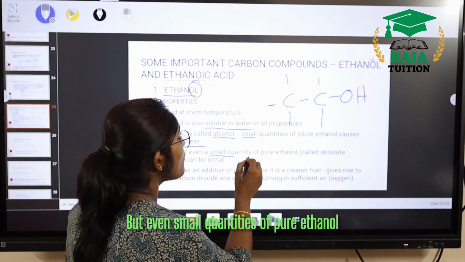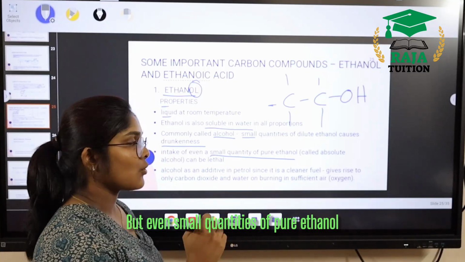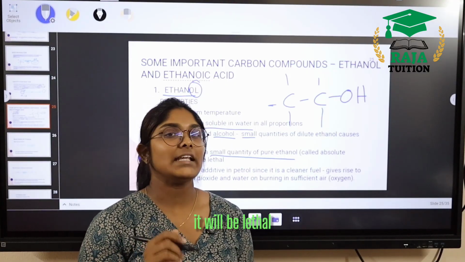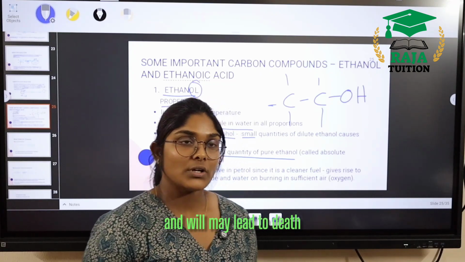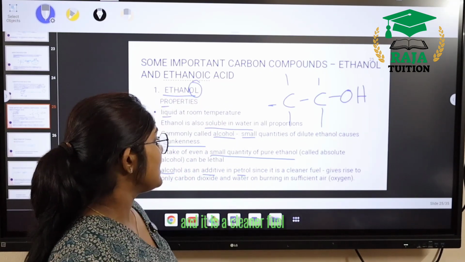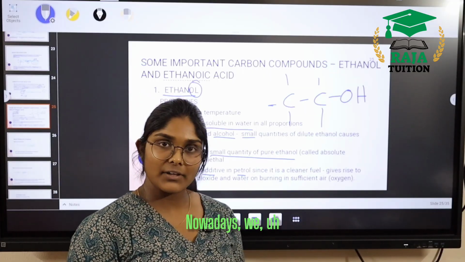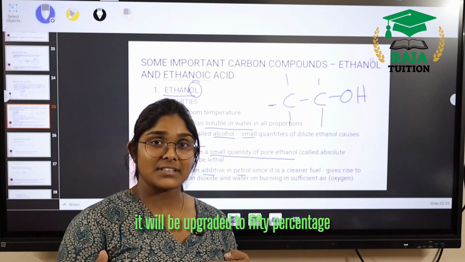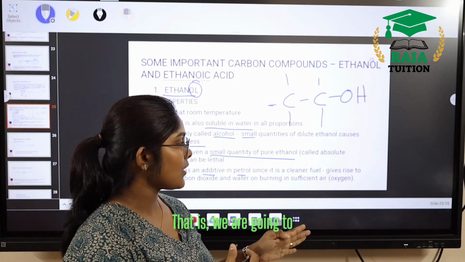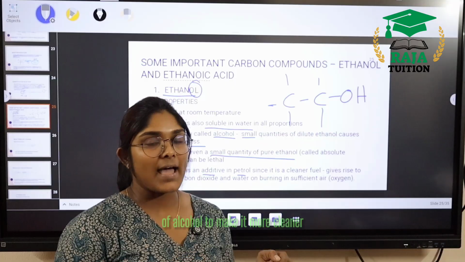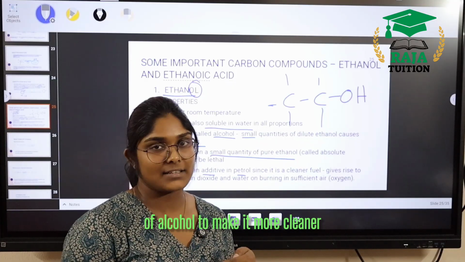But even small quantities of pure ethanol, also called absolute ethanol, if consumed, will be lethal and may lead to death. Alcohol is used as an additive in petrol, and it is a cleaner fuel. Nowadays we can see that 25% ethanol blending will be upgraded to 50%. This is actually current affairs, that is, we are currently using petrol with an addition of alcohol to make it cleaner. Okay.